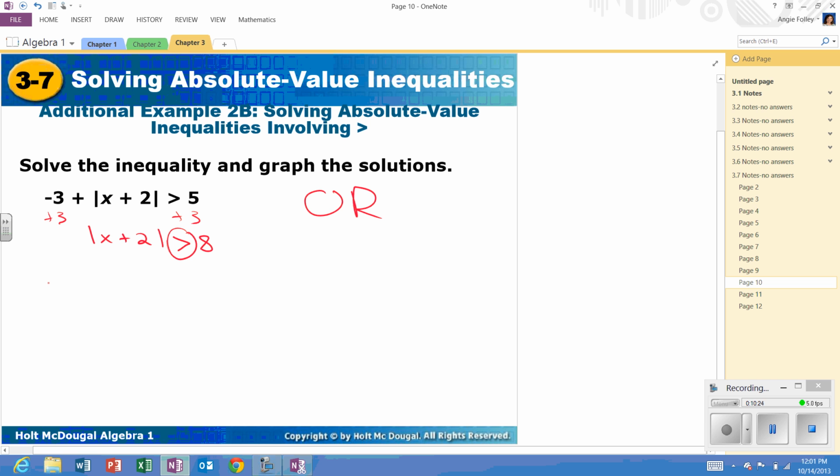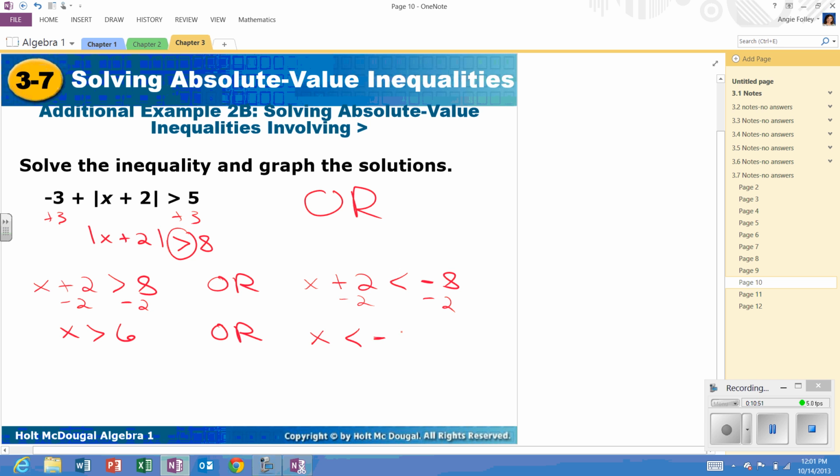So let's set up our two cases. Take what's inside, keep it the same, and our or is x plus 2 is less than -8. So we flip the sign and then also have a negative. So now let's solve them separately. So x is greater than 6, or move my 2, x is less than -10. Now we can graph it, okay?